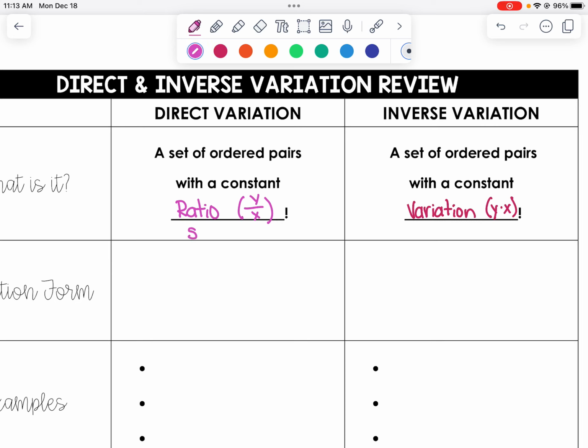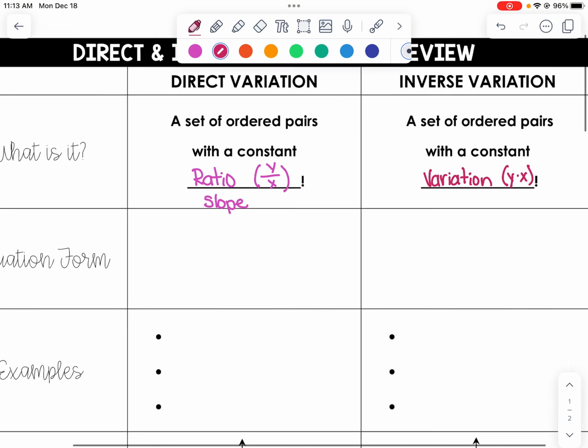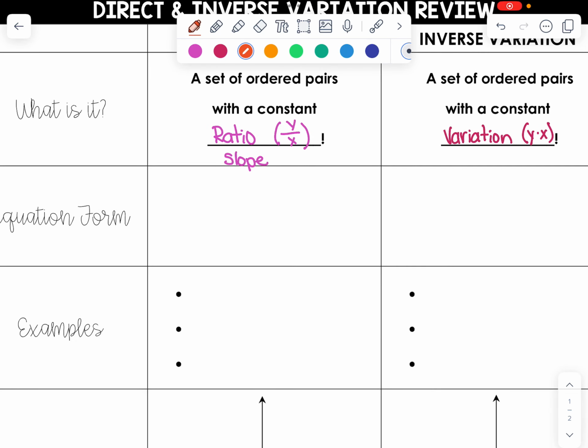Direct variations are kind of similar to slope, whereas inverse variations are very different from slope. All right, so the equation form, this is something you're going to have memorized. The equation form of a direct variation is y equals k times x, whereas the equation form of an inverse variation is y equals k divided by x.